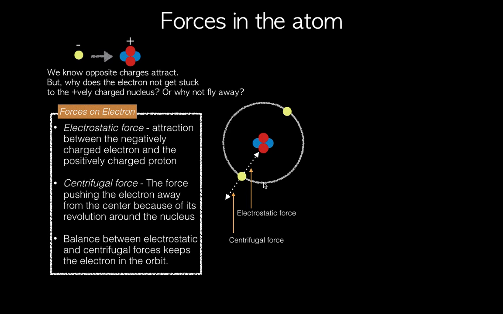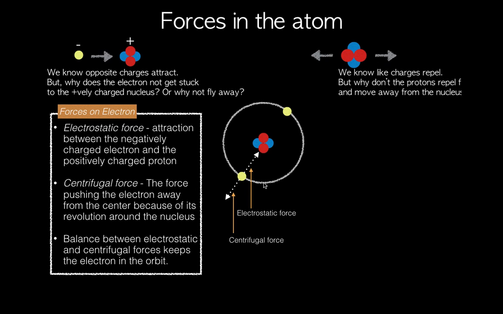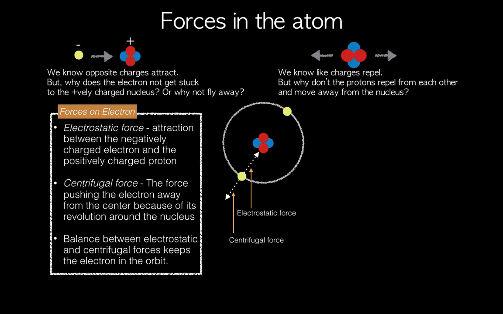So that's the story of the electron. What about the protons inside the nucleus? We know that the protons are positively charged, and we know like charges repel, which means the protons should repel each other and move away, somewhat like that. But why doesn't that happen? Why are they held inside the nucleus?